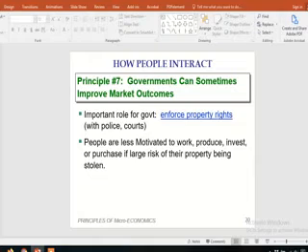Principle number 7 tells us people can interact through governments, which can sometimes improve market outcomes. Governments should intervene in the market sometimes. Due to government intervention, market outcomes can be improved and people can interact. An important role for government is to enforce property rights, through policing or courts. Property rights are a major component of society. People are less motivated to work, produce, invest, or purchase if there is a large risk of their property being stolen. These are the things that can be improved by government intervention, and people can interact.